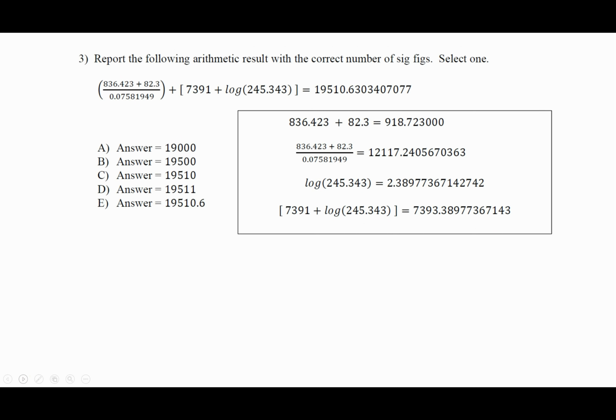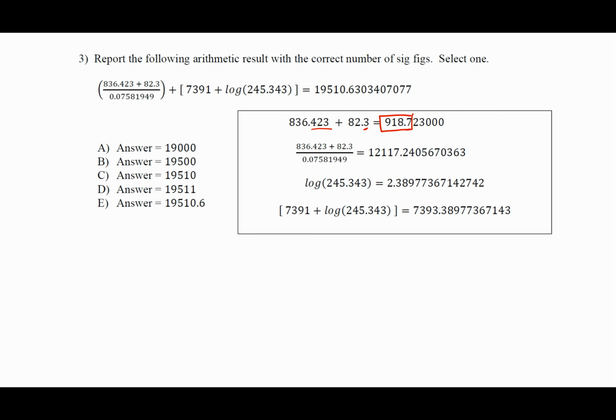Report the following arithmetic result with the correct number of sig figs. Here we're doing addition again, addition of these 3 numbers. So we have to figure out where our uncertainty lies, and we have to report the largest one when we add them together. So let's do our first term first. Let's add these 2 together. Here we have 3 past the decimal place. We have 1, which means our uncertainty is 1.